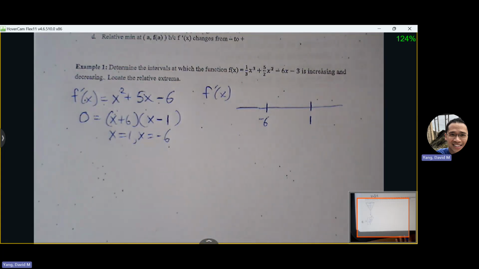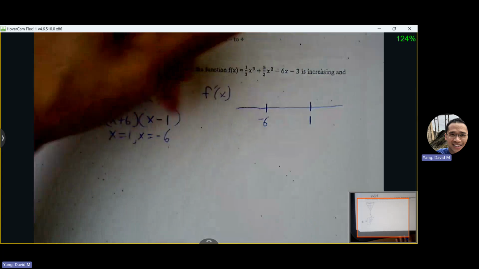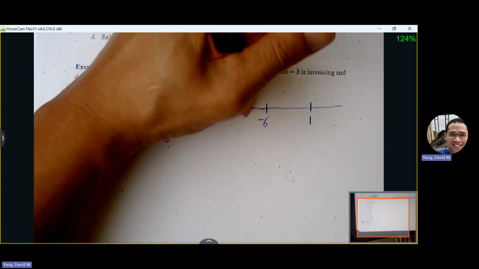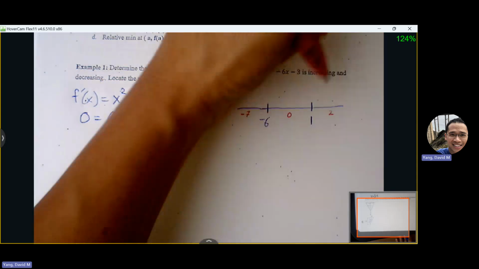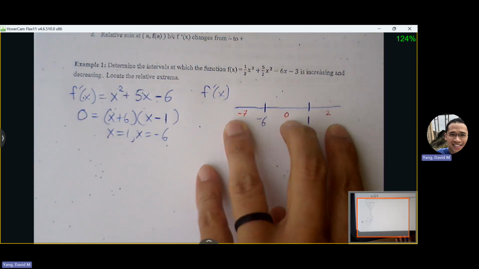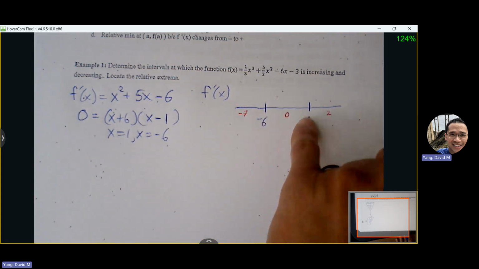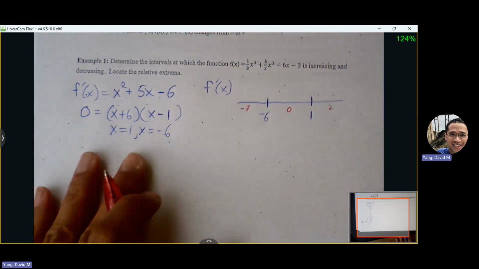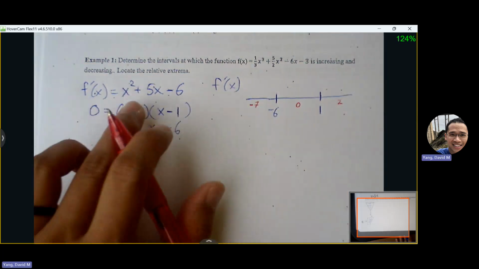so we're going to test each subinterval. The way we're going to test is we're going to choose values in each subinterval to plug into f prime. So let me test -7. I'll test 0 here, and I'll test 2 here. You can pick any number you want in each subinterval. I'm just going to try to pick the number closest to 0 that I can find, because the smaller the number, the easier it is to usually plug in. I'm going to plug into f prime.